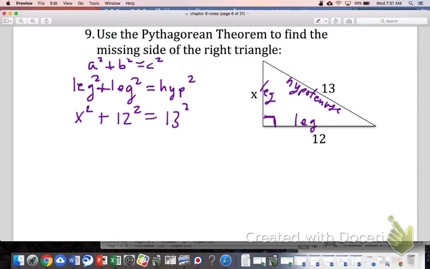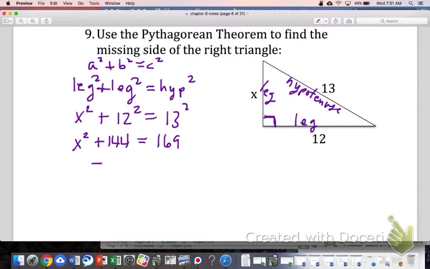The x could be where it is, or it could be where the 12 is. The x and the 12 could swap, but the 13 needs to be where the 13 is, because that's the hypotenuse. So you do a little arithmetic here. 12 squared is 144. 13 squared is 169. Notice how I'm keeping a really nice equation through here. My equal sign is not disappearing. I'm keeping it balanced, and I'm trying to show some good habits and good steps with algebra.